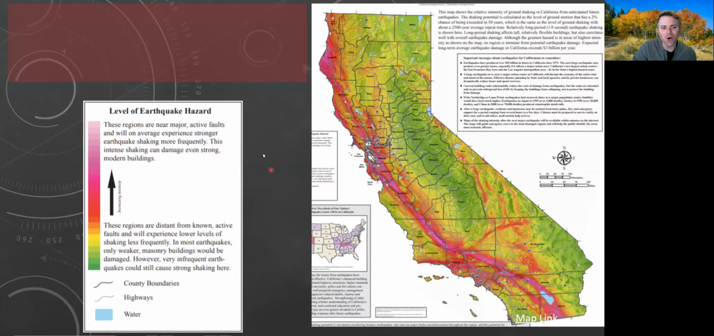Now we got to worry about water. And here's another way of looking at that map as well. The hazard map just zoomed into California. And you can see Turlock's like right here. So we're in that lower risk area compared to everything else.